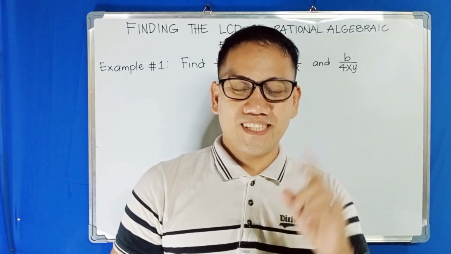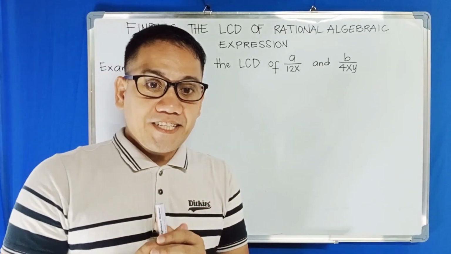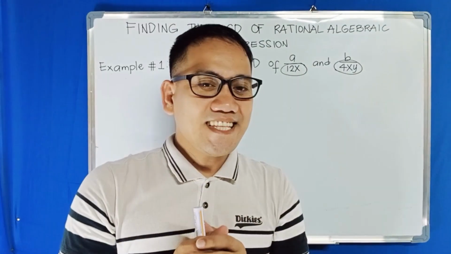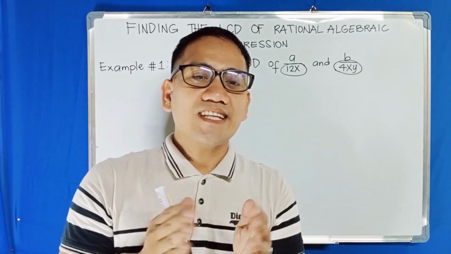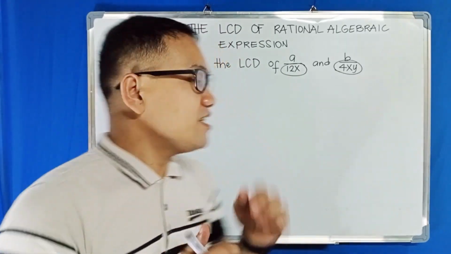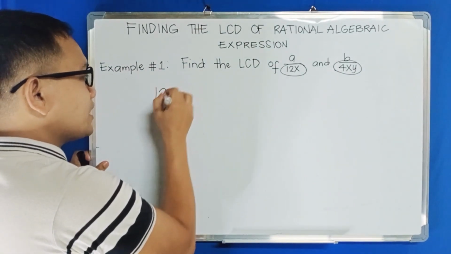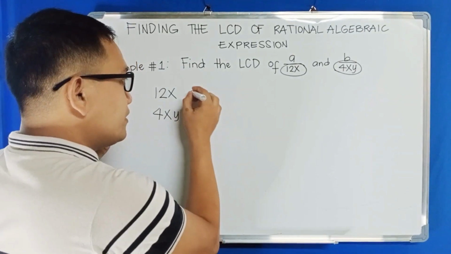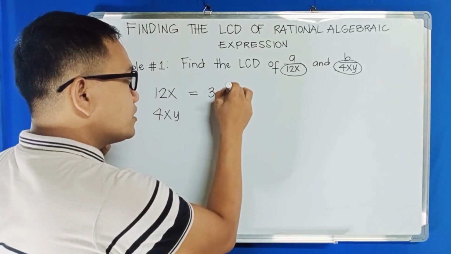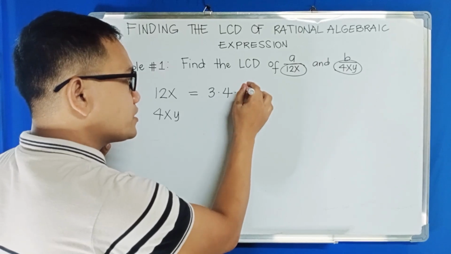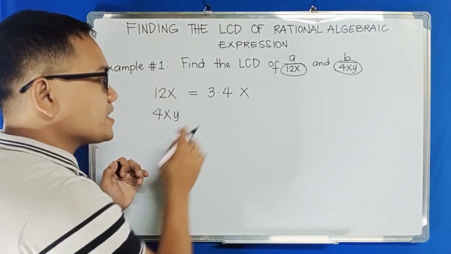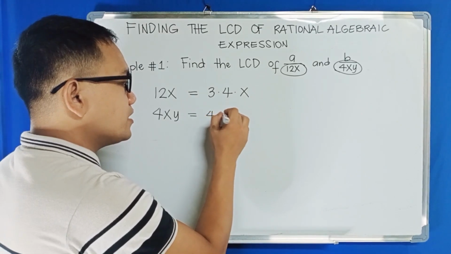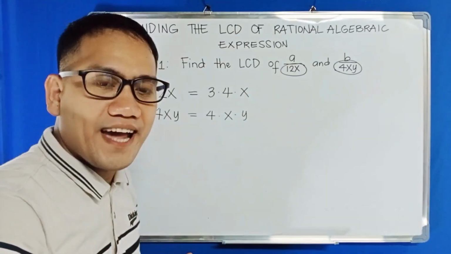This time, let's try to have our first example. Let's find the LCD of A over 12x and B over 4xy. To find our LCD, let's have the first step, and that is to factor each denominator. Here, the denominators are 12x and 4xy. So possible factors of 12x are 3 times 4, that is for the factors of 12, and of course, x. So 12x can be written as 3 times 4 times x, while we can simply write 4 times x times y for 4xy.